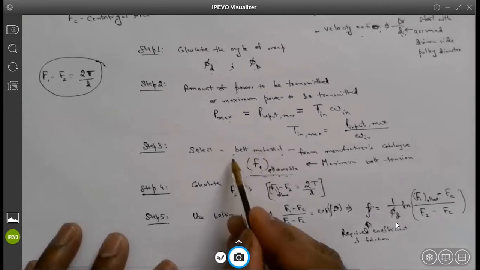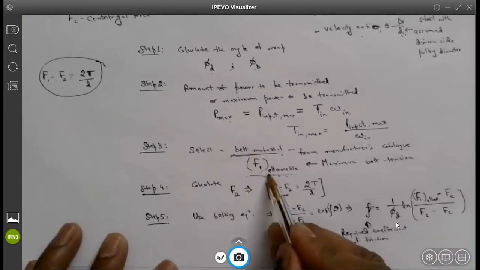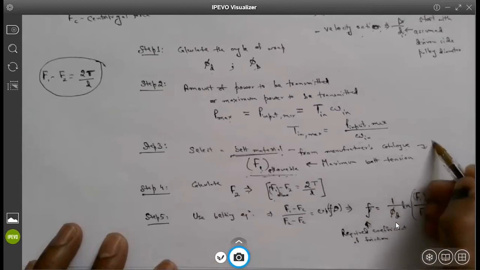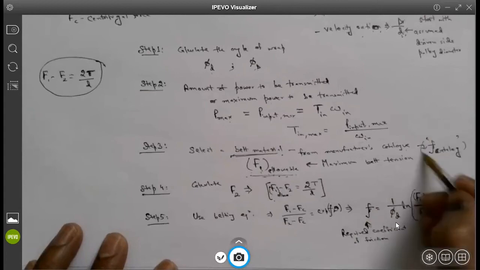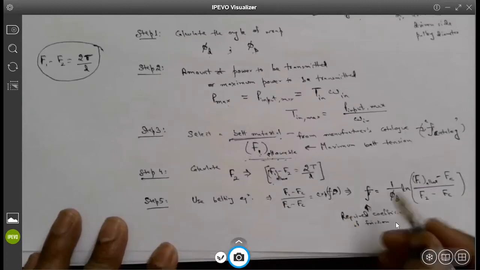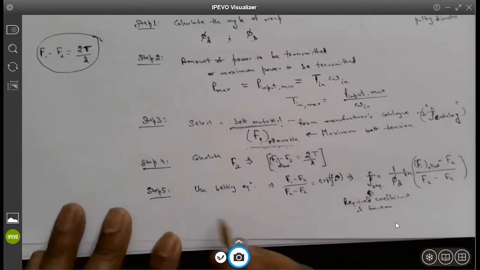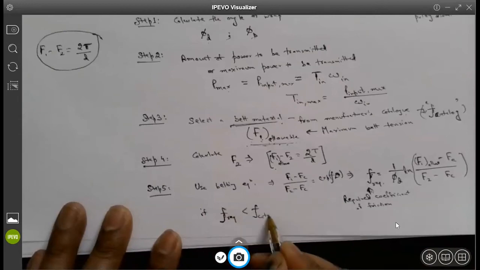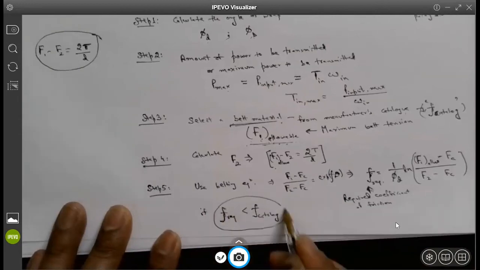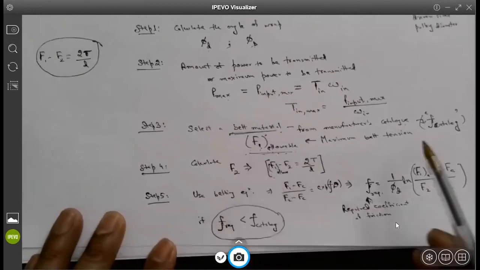So when you select a belt material from the manufacturer's catalog, it will not only give you this, but it will also give you the coefficient of friction from the catalog. So let's say this is the catalog version. This is the coefficient of friction that you will get from the catalog. Now, if the required friction coefficient, this is the required, if F required is less than F catalog value, that means your design is safe.